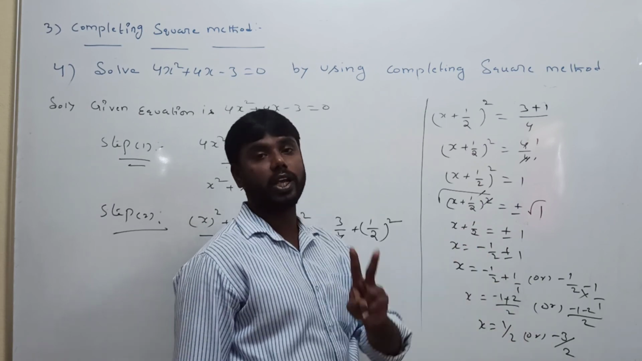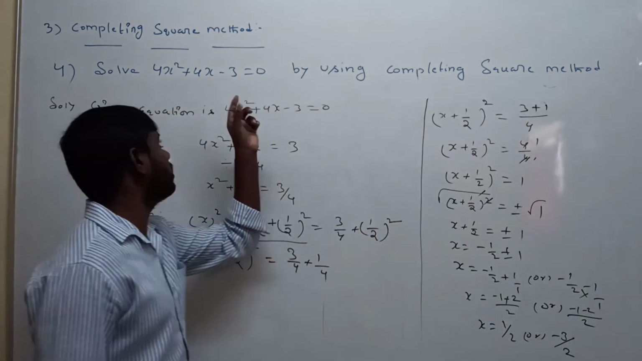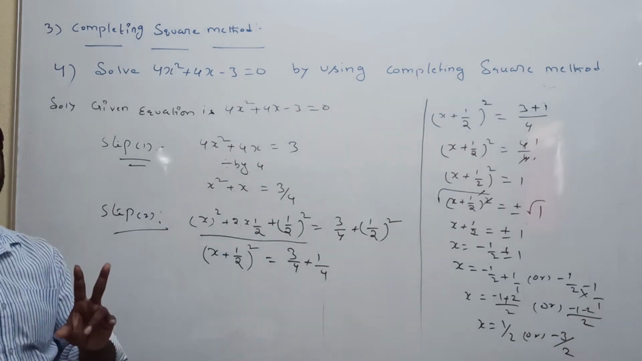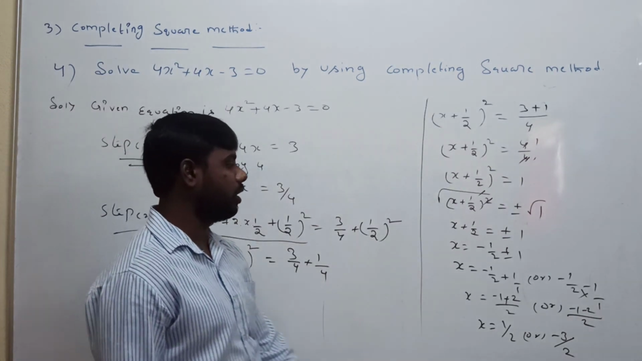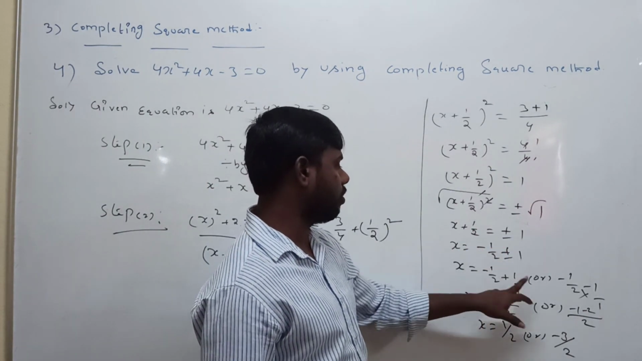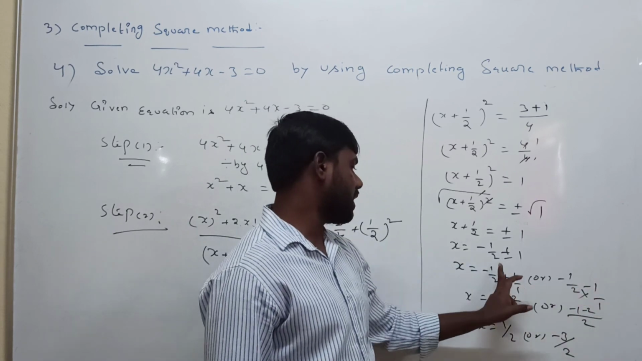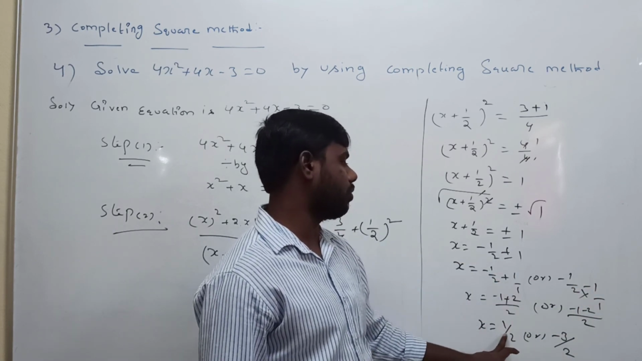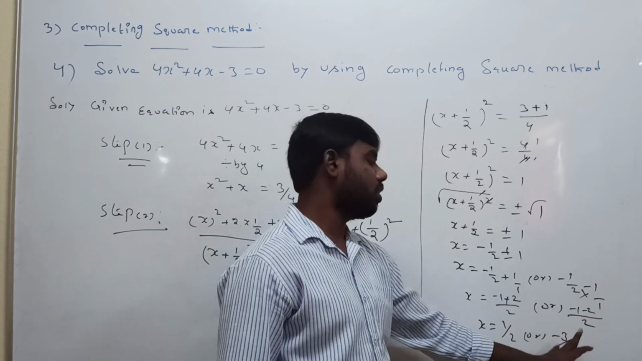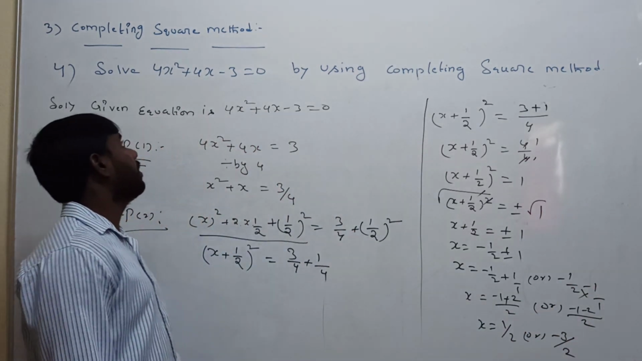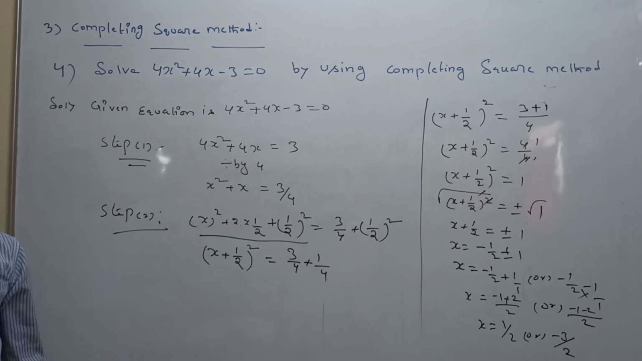How many values are we getting for x? There are 2 roots because of the given equation. You are getting 2 values, that's why you write separately. One is plus 1, another one is minus 1. Minus 1 by 2 plus 1 is 1 by 2. Minus 1 by 2 minus 1 is minus 3 by 2. This is the completing the square method.